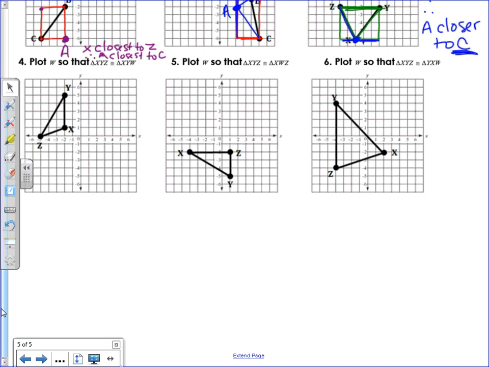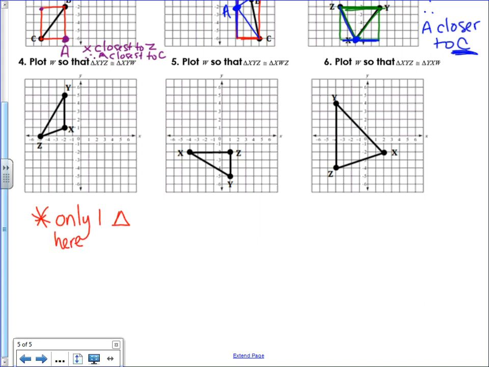Okay, so here, plot W, so triangle XYZ is congruent to triangle XYW. You might have noticed there's only one triangle here. But I only have to plot one point. 1 point means there's a shared side. Because otherwise, how am I going to get a whole triangle? These ones are the easiest when there's a shared side. First thing I'm going to do is figure out what the shared side is. So I'm going to look at this and I see XY and XY. So XY is going to be what's not moving.